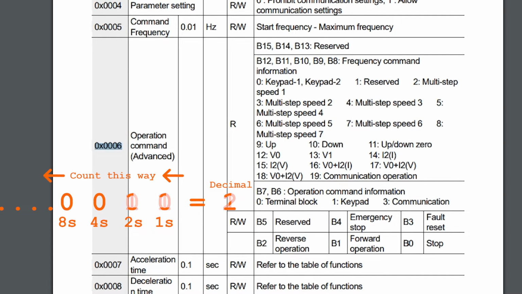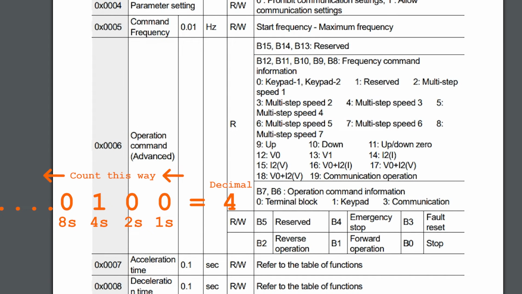If we want to run it forward, that bit pattern would be 0, 1, 0, 0, 0, 0, 0, 0, and 0, 1, 0 is 2, because this is your 1s, these are your 2s, and these are your 4s. So if we send the integer 2, we will run it forward. If we send the integer 4, i.e. 0, 0, 1, 0, 0, 0, 0, 0, and so on, that will be reverse. And that is how we control this.